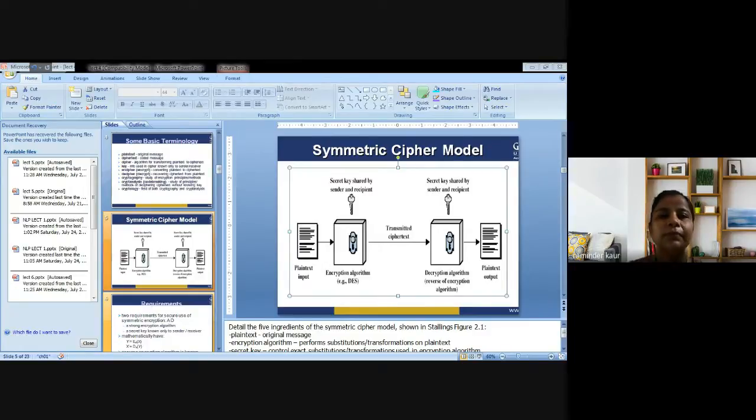So next is how we are supposed to perform the implementation. As examples, I already told you, IDEA, DES and AES algorithms are there in order to implement the symmetric key encryption technique. Now we are supposed to use a cryptographic primitive. What is a cryptographic primitive here?